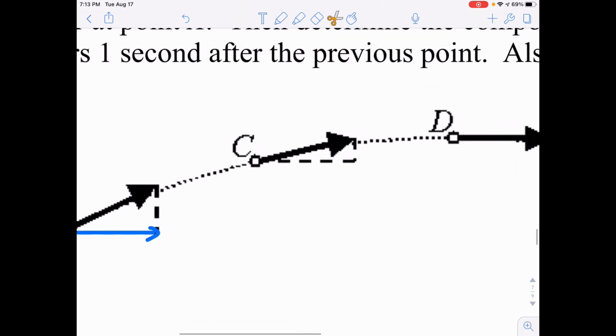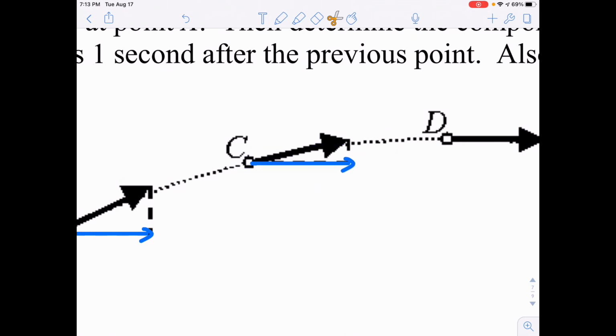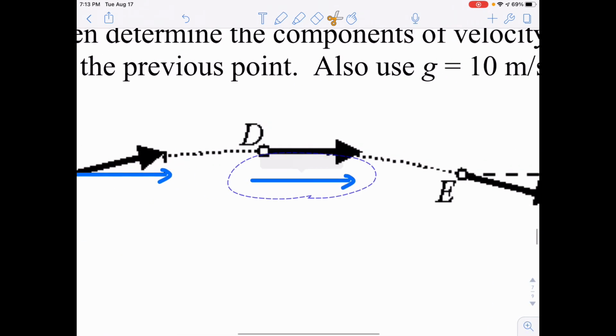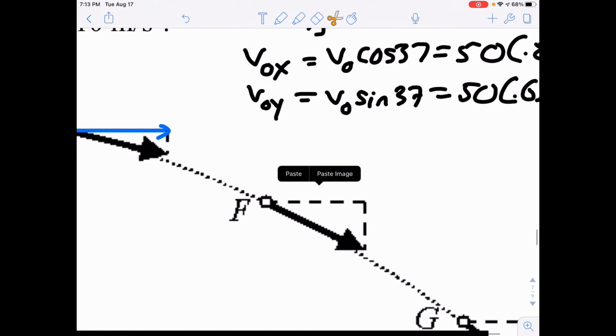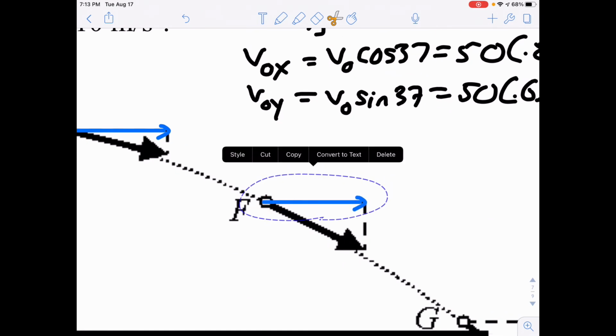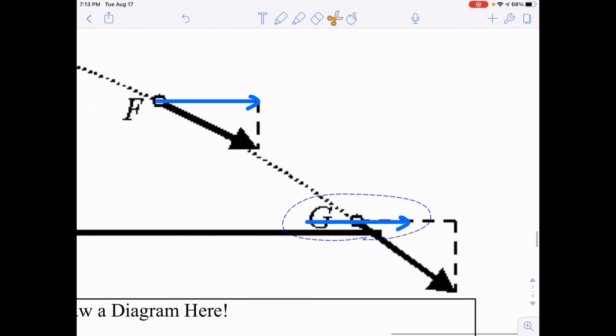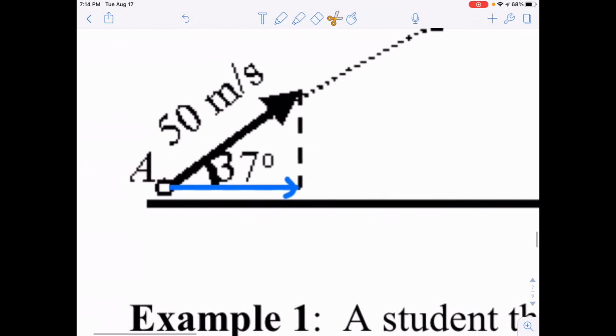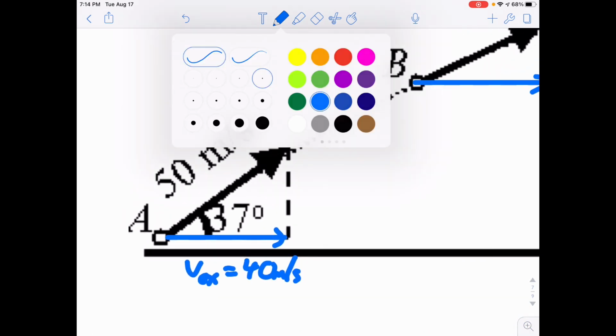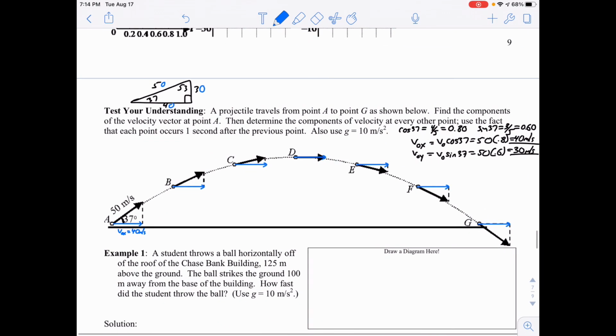I'm going to do the x components of the velocity in blue all the way across. There we go. Okay, and now for that horizontal component, it is V naught x, and that's going to be 40 meters per second.